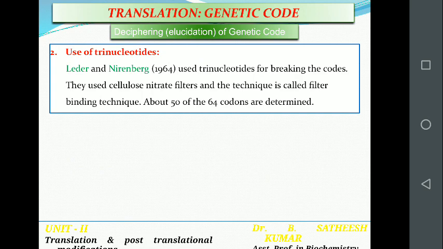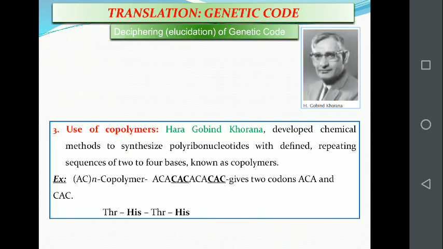So in that way, whatever tRNA binds to the ribosome will be identified by the radioactivity. So that is known as filter binding assay. Using filter binding assay, around 50 codons have been elucidated. Using the first experiment, only 3 codons have been specified.